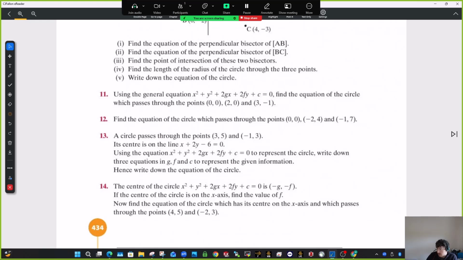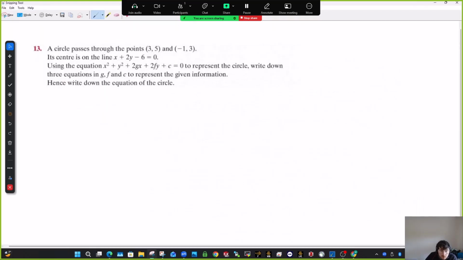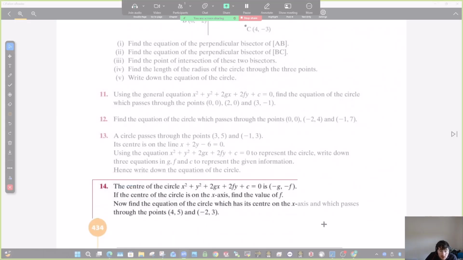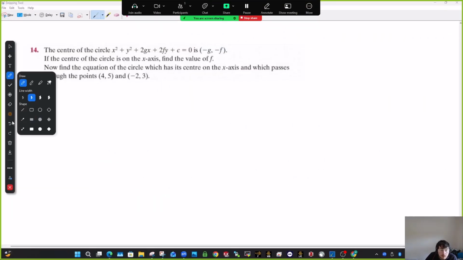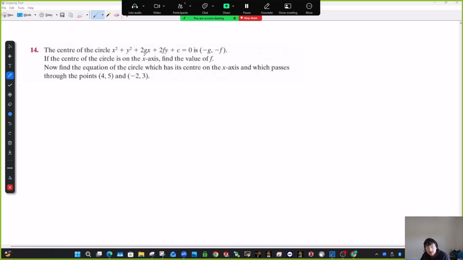Let me find some other questions. Okay, 14 is good. There's a good lesson in 14. What we like about this, you might make a little flashcard of this when it's done. They're telling us it's a really powerful piece of information here, right? The center of the circle is on the x-axis.